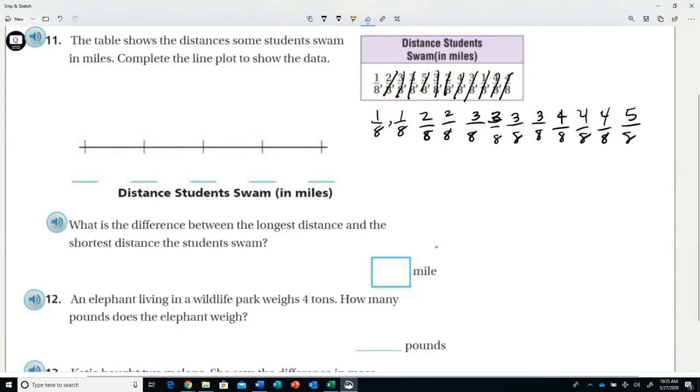Now, if you've been watching, I like to count to make sure I have all my numbers represented. So I have 1, 2, 3, 4, 5, 6, 7, 8, 9, 10, 11, 12 points. So I better have 12 on the bottom. 1, 2, 3, 4, 5, 6, 7, 8, 9, 10, 11, 12. So that's looking pretty good.